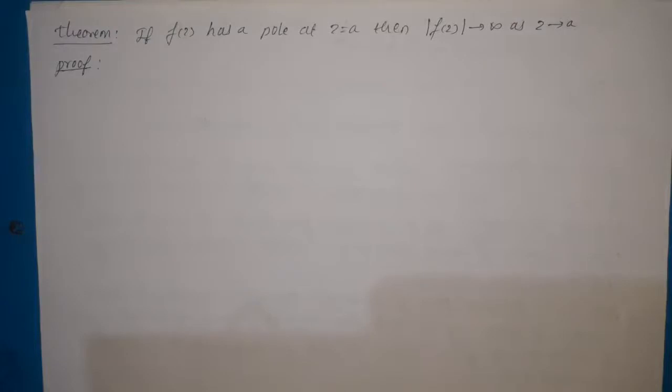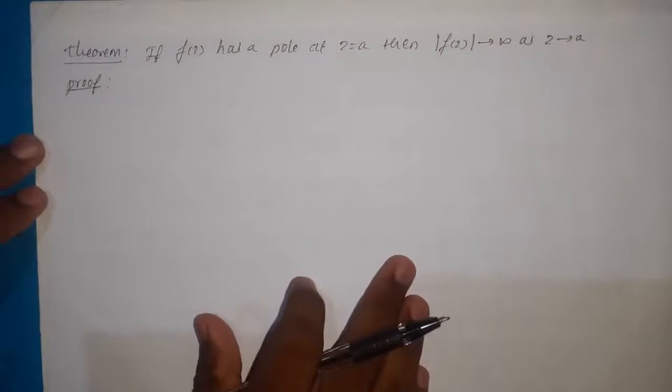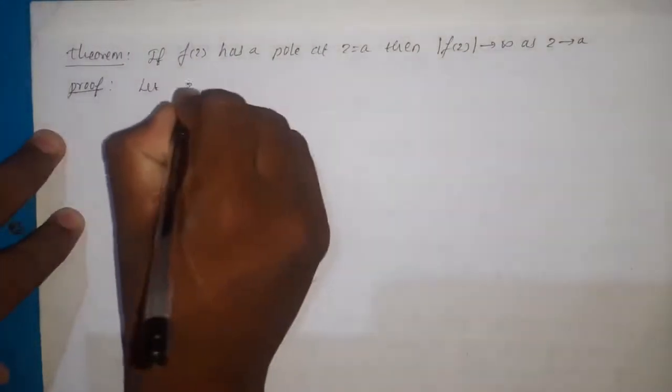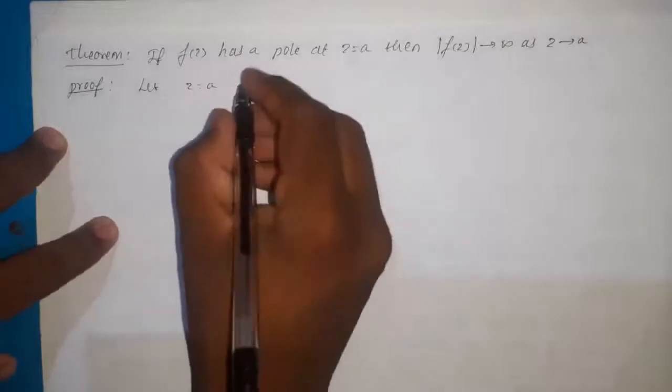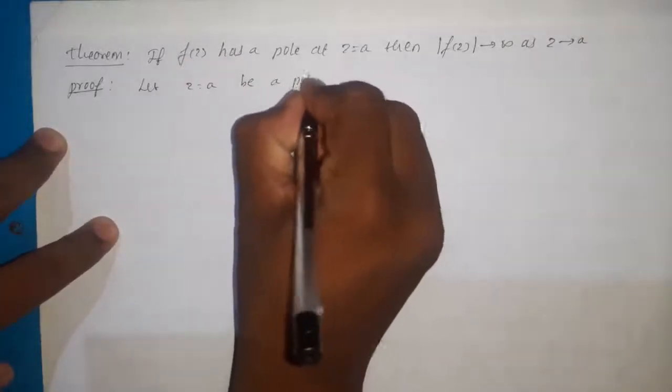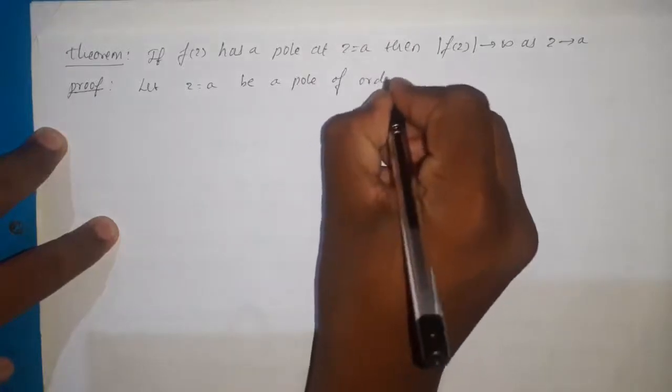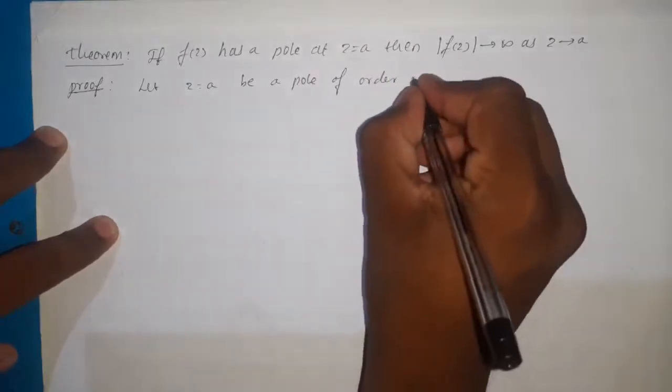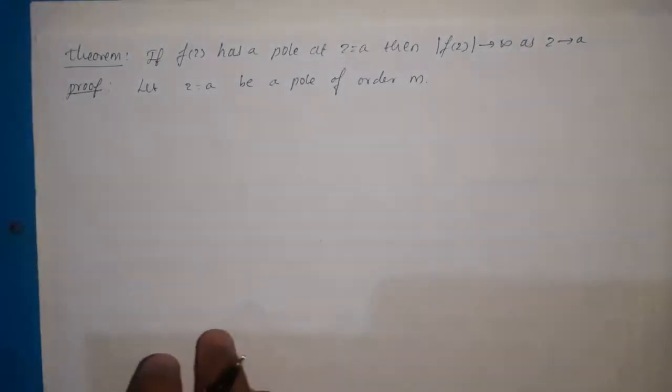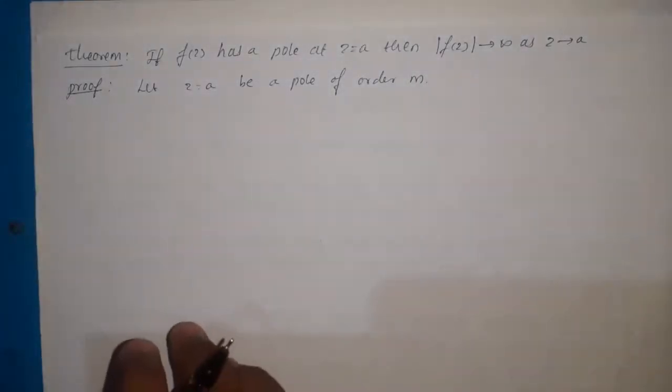In case of finding the pole, we equate the denominator to 0 and find the value of z. So if z tends to the value a, then the magnitude of the function will tend to infinity. So here, let z = a be a pole of order m. Let us consider z = a as a pole of order m.